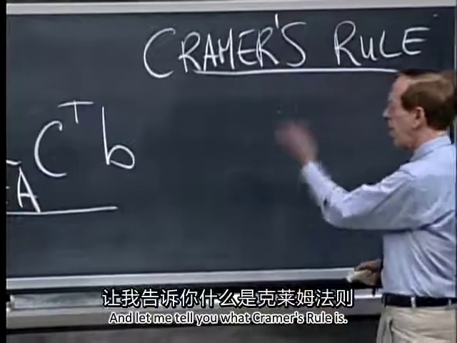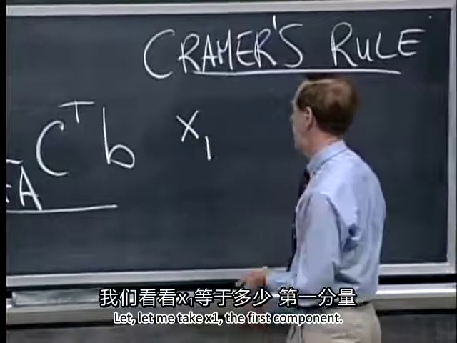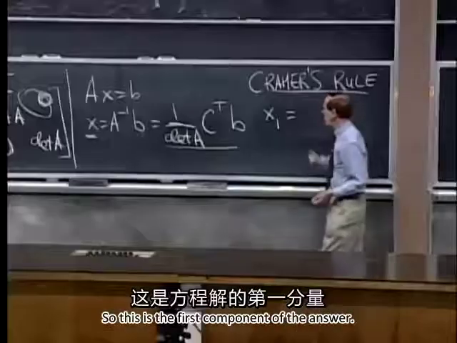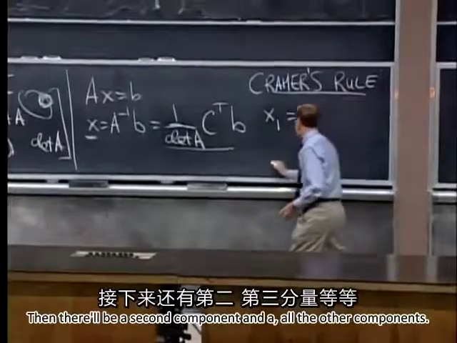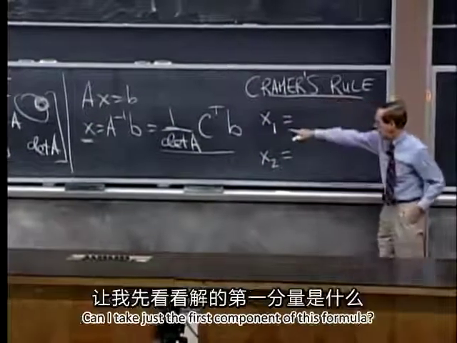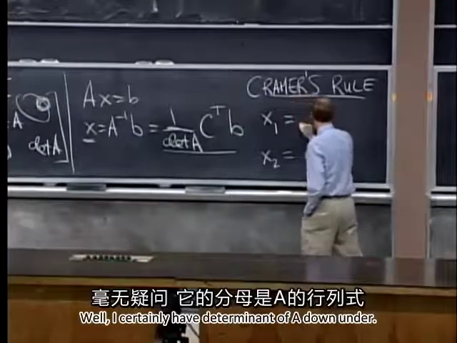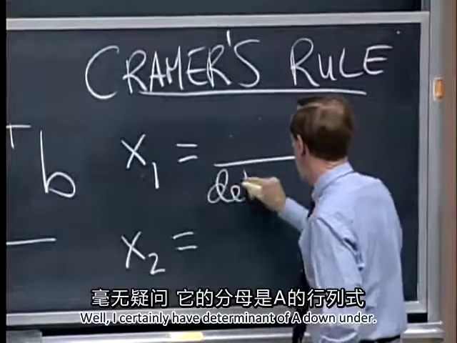Let me tell you what Cramer's rule is. Let me take x1, the first component. This is the first component of the answer. Then there'll be a second component and all the other components. Can I take just the first component of this formula? Well, I certainly have the determinant of A down under.